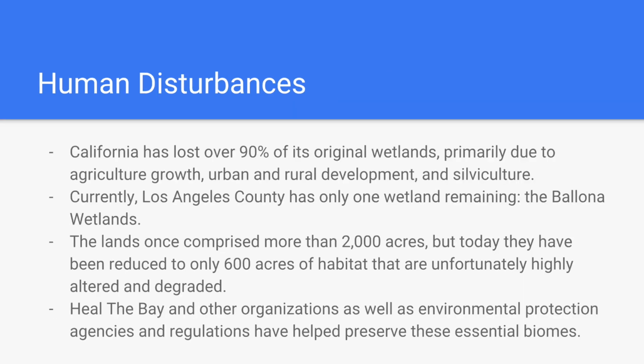Human disturbances. California has lost over 90% of its original wetlands, primarily due to agriculture growth, urban and rural development, and silviculture, which is the farming of trees. Currently, Los Angeles County's only wetland is the Ballona Wetlands, which is located between Marina del Rey and the Westchester Bluffs. The lands once comprised more than 2,000 acres of marshes, mudflats, salt pans, and sand dunes, but today they've been reduced to only 600 acres of habitat that are unfortunately highly altered and degraded.